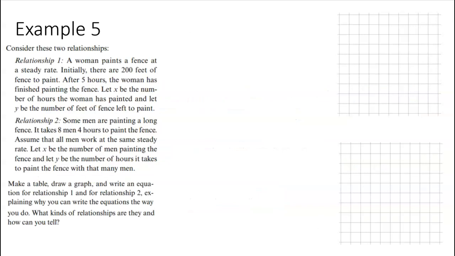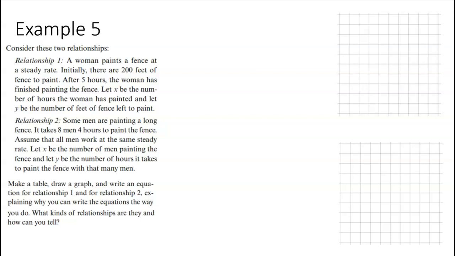They have a different kind of relationship. So let's look at an example of this just to make sense of it. We're going to consider these two relationships, and for them we're going to make a table, draw a graph, and write an equation. I'm just going to double this in case I need more space. Then we'll write an equation explaining why we can write that relationship and what it tells us.